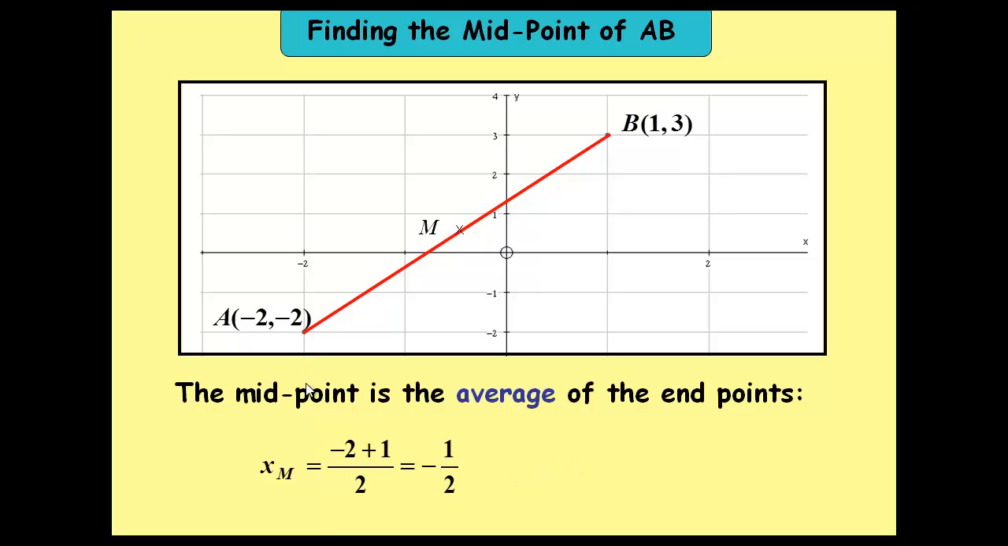We can see that the x points we've got are -2 and 1. So if we add them together and average them, divide by 2, we get -1/2. So that gives us the x ordinate. To find the y ordinate, we look at the two y values, we add them together, find the mean, and we get 1/2.